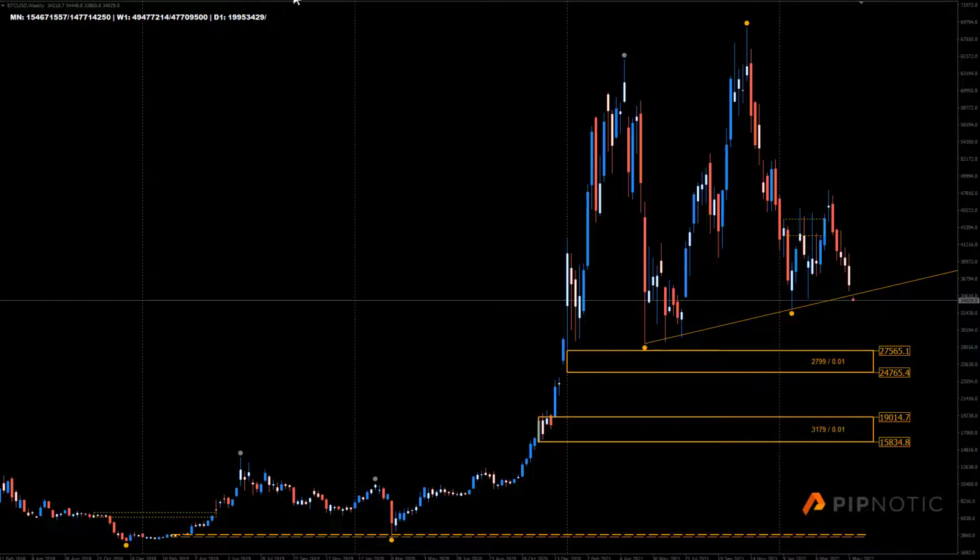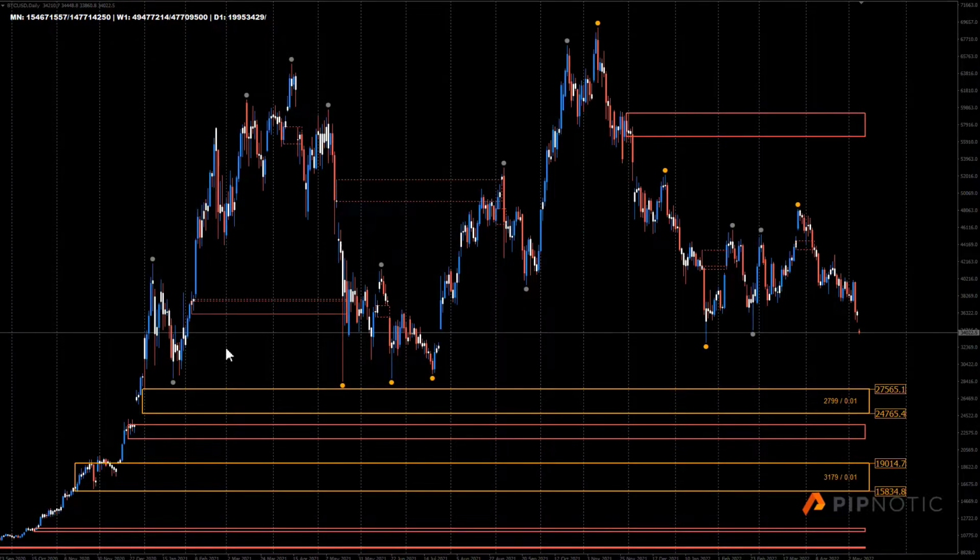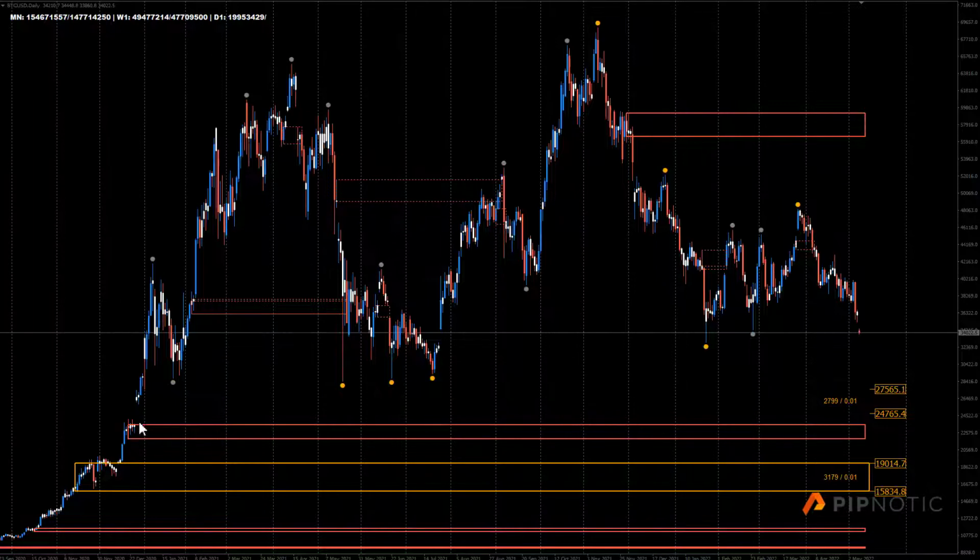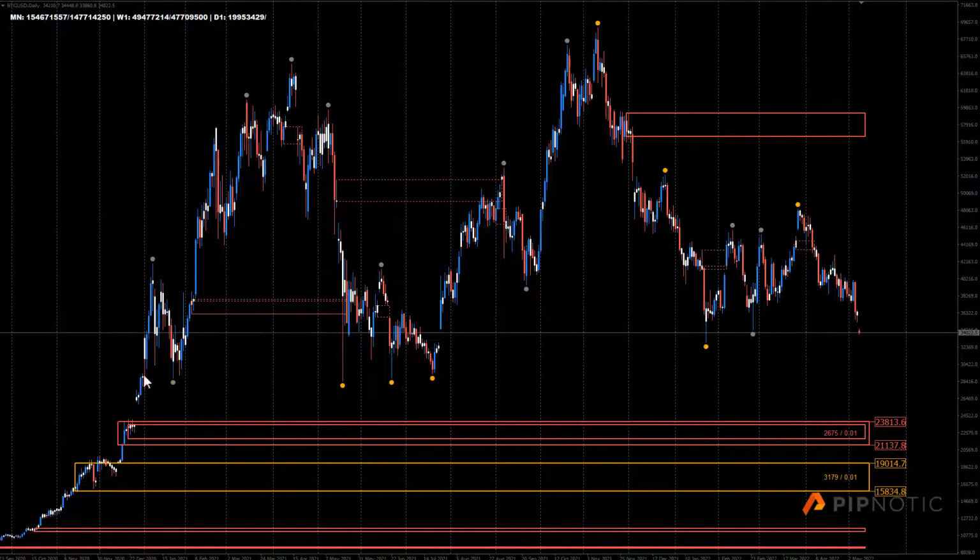If we go down to the daily chart, knowing what we now know, we can begin to pinpoint these areas. This is not an interesting area, but this one is here. This is a really interesting area. This is around the $20,000 price point. Let me put a box on here. Right there. This is interesting because this is when the market closed and price gapped higher.